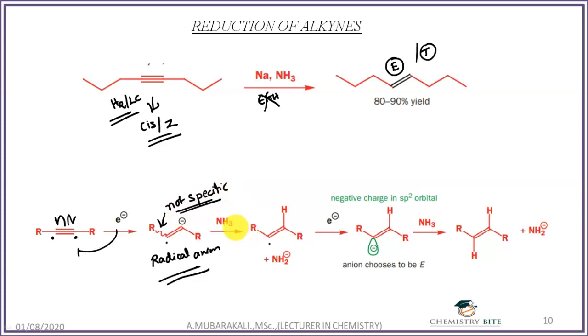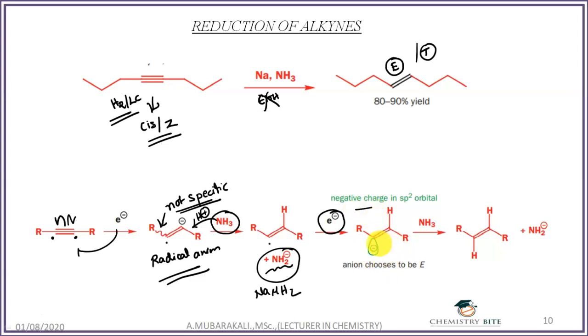After this, the radical anion will accept a proton from ammonia. This ammonia will give the proton to the radical anion. The NH3 will come out in the form of NH2 minus, and this NH2 minus and the sodium ion will together come out in the form of sodamide. Now you can see here you got one radical. This radical will accept another electron from a sodium atom, and it will convert into a vinyl anion. You can see here this is converted into a vinyl anion.